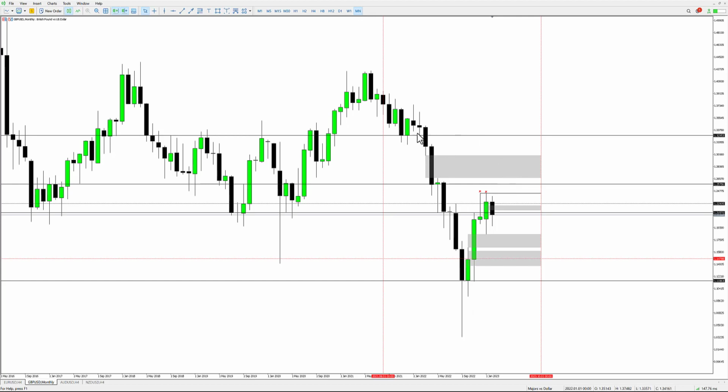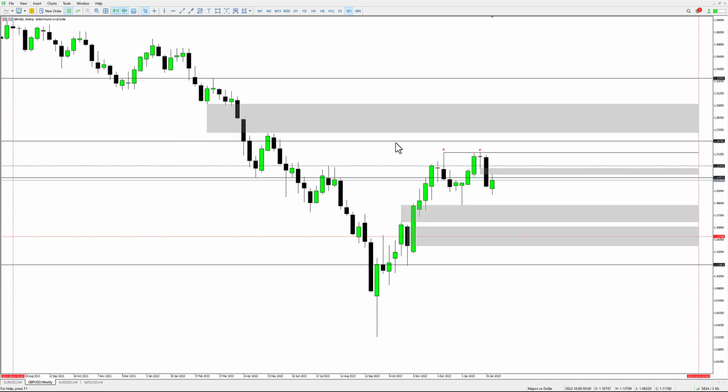This is all internal range. That's our 9 to 18 month profile. Above here, we've got external range liquidity in the form of buy stops. So you can see here, right above 1.244, we've got our buy stops.